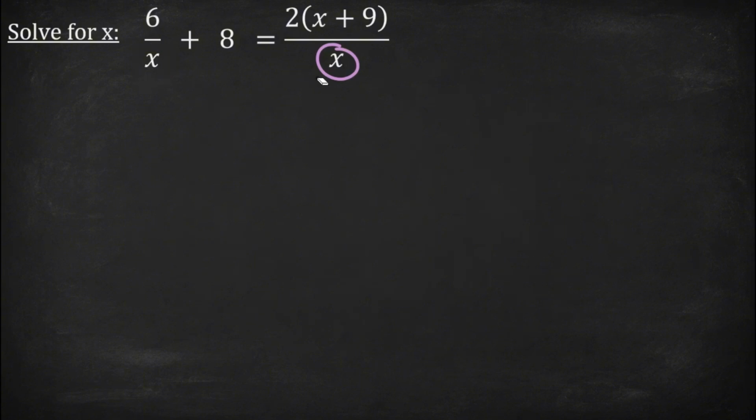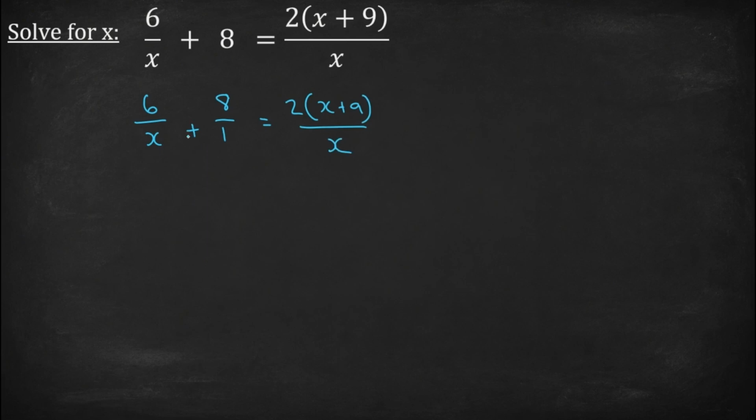So I'm going to show you two ways how you're going to solve this. First, I'm going to show you the longer method because that method is important, especially if we are dealing with more complicated fractions. And after that, I'm going to show you the shorter, quicker method. The first step in solving equations with fractions is to rewrite every term as a fraction. So I'm going to write 6 over x plus, now 8 can be rewritten as 8 over 1, equals, and then there's 2 multiplied by x plus 9 over x.